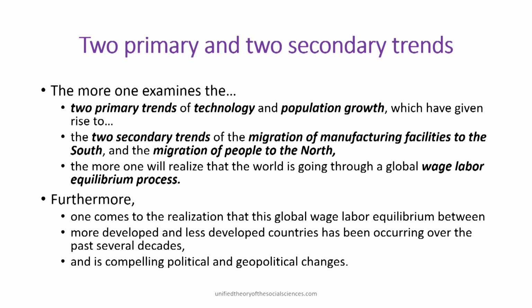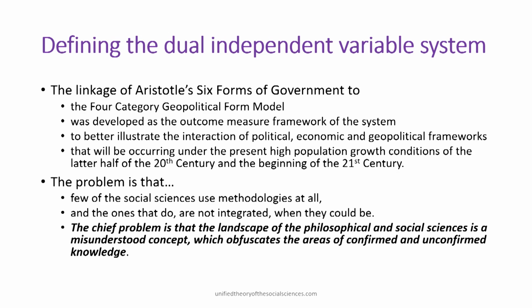The more one examines the two primary trends of technology and population growth, which have given rise to the two secondary trends of migration of manufacturing facilities south and the migration of people to the north, the more one will realize that the world is going through a global wage-labor equilibrium process. Furthermore, one comes to the realization that this global wage-labor equilibrium between more developed and less developed countries has been occurring over the past several decades and is compelling political and geopolitical changes.